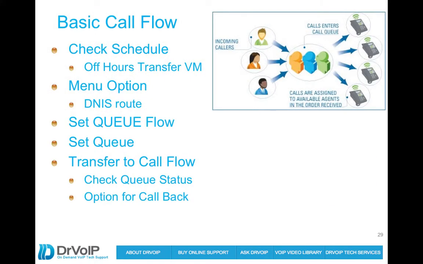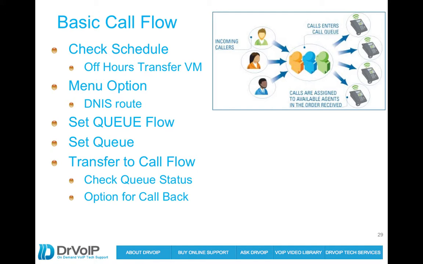In our example, we have some starter steps before we get to the callback because we like to modularize the code. So the first thing we do when the caller hits the AWS instance is check the schedule. Are we on hours or off hours? If we're off hours, transfer to voicemail. If we're on hours, let's figure out, are they calling sales or support or whatever?